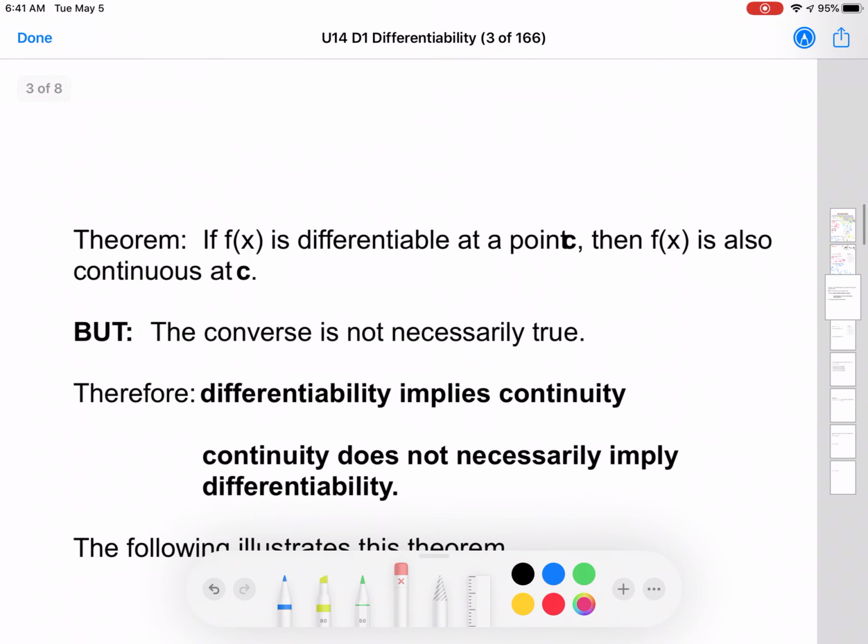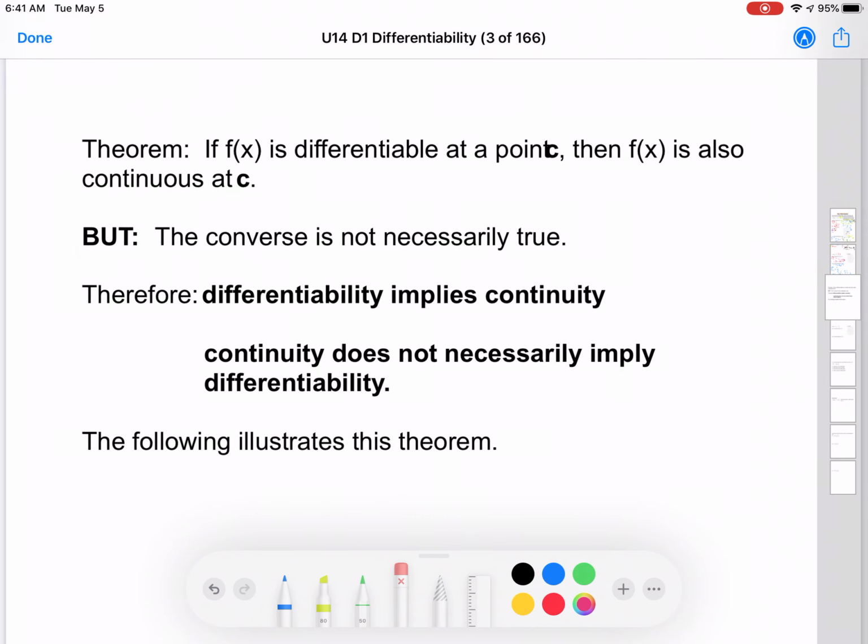Okay, so let's take a look at some important theorems here. It says if f of x is differentiable at point c, then it is continuous. So if we know something's differentiable, then it has to be continuous because that's the first step. But the converse is not necessarily true. Just because something is continuous does not mean that it's differentiable. And that's like that absolute value function that we saw in the beginning. And that last one that we just did as well.